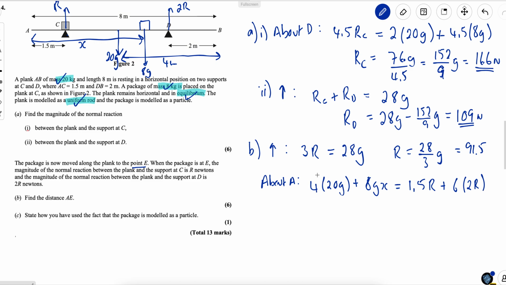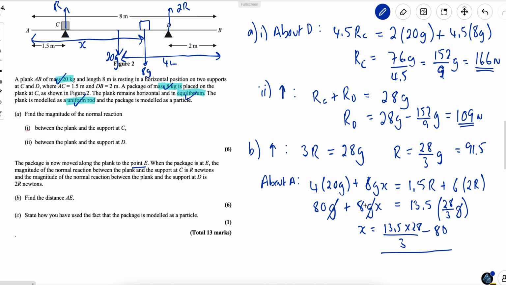It's worth not doing too much working out as you go, because you get marks just for writing out the correct values. So now I'm just going to simplify this a little bit. 80G plus 8GX equals 13.5R. And then I'm going to put my R in from here as an exact value, 28 over 3G. And now I just need to rearrange and solve. I've noticed that each term in the equation has a G in it, so I'll just divide through by G initially. And so now X is equal to 13.5 times 28 over 3 minus 80, divided by 8.